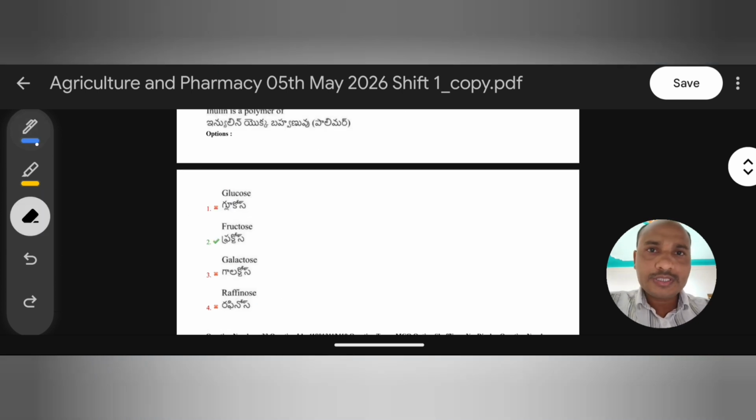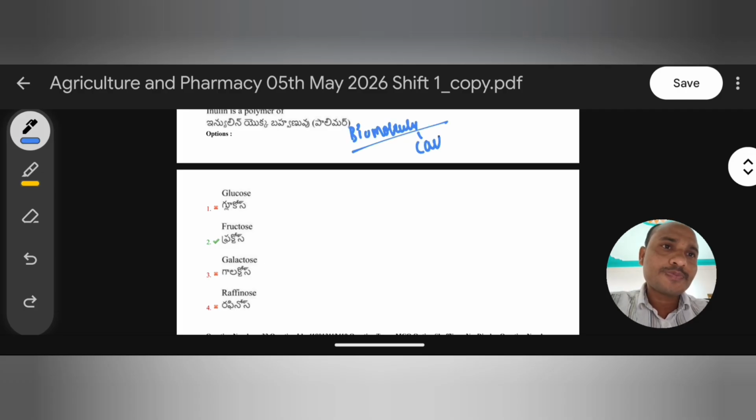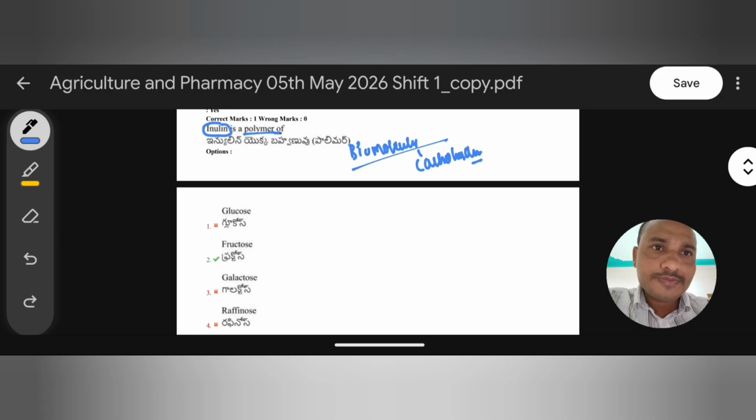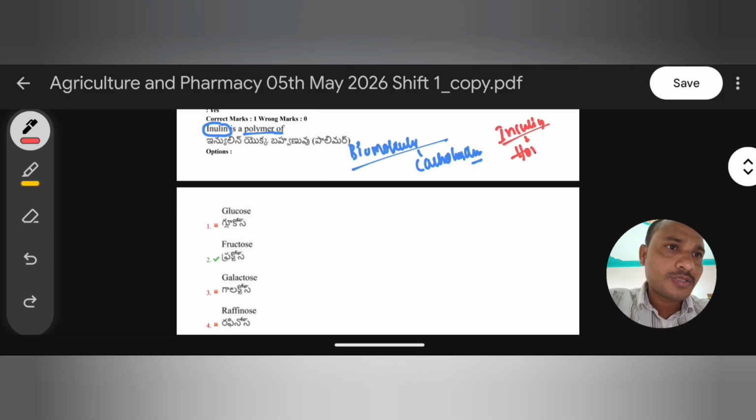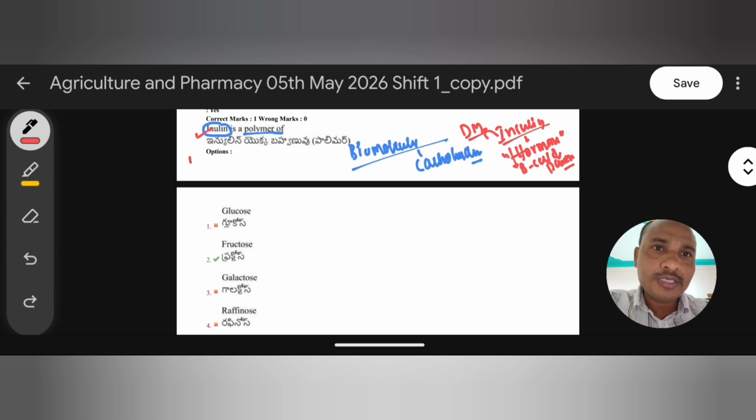Next one, question 32, which is from biomolecules, especially carbohydrates. Here the question is: inulin is a polymer of... not insulin, that is completely different. Insulin is a proteinous hormone, remember, secreted from beta cells of the pancreas. Due to deficiency of insulin, it leads to a disease called diabetes mellitus. But here they are asking about inulin.